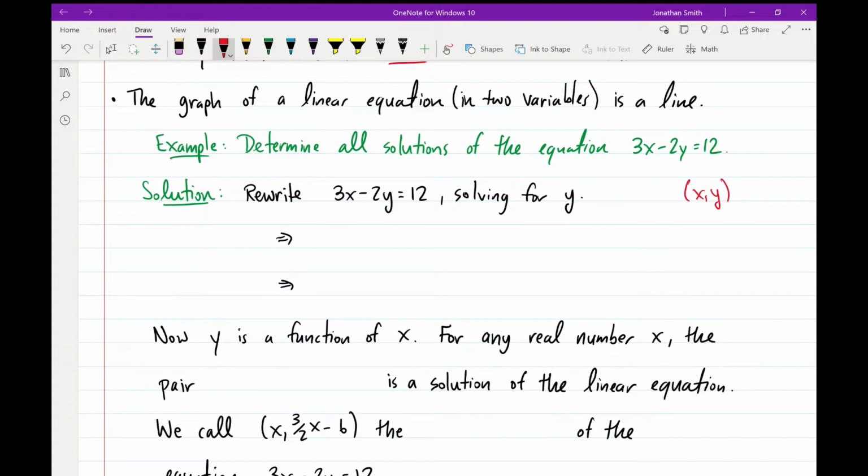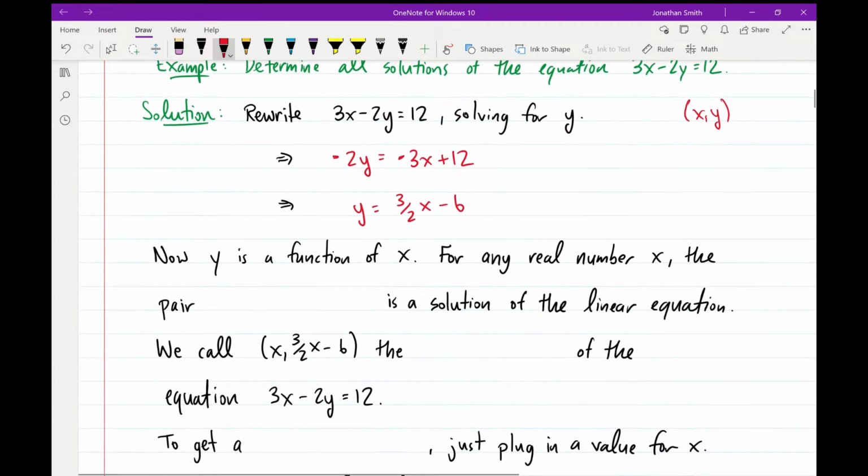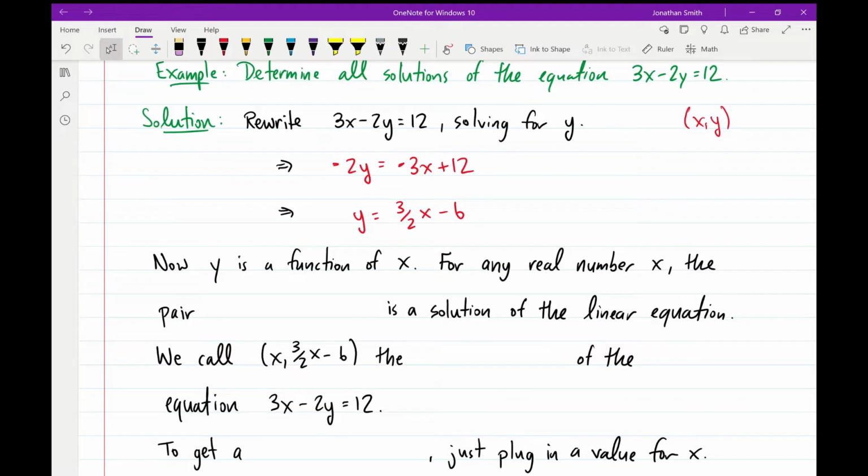We're going to start off by rewriting that equation given to us, 3x - 2y = 12, and solve for y. First off, we can move 3x to the other side, and we get -2y = -3x + 12. Now we can divide both sides by -2 to solve for y, and we get y = 3/2 x - 6. Now that we've rewritten it and solved for y, the variable y is a function of the variable x.